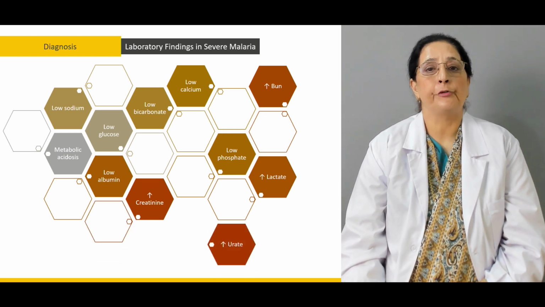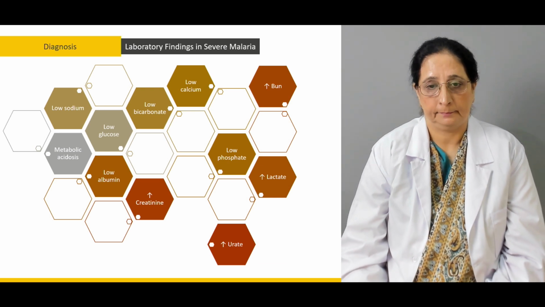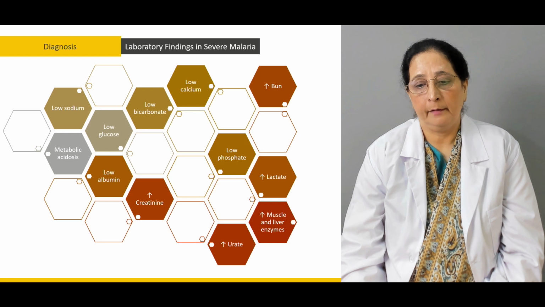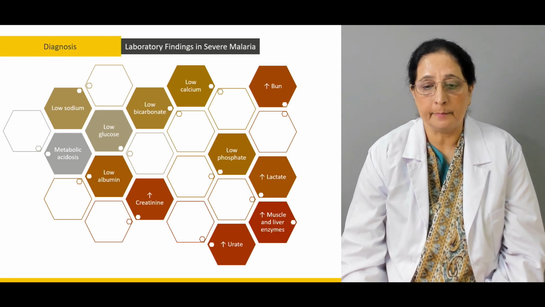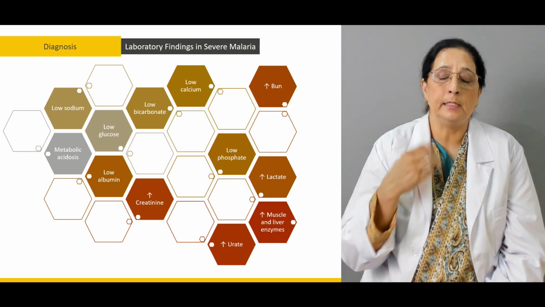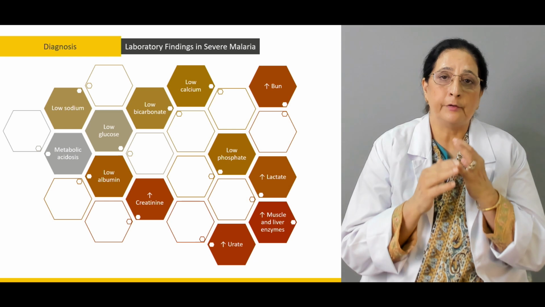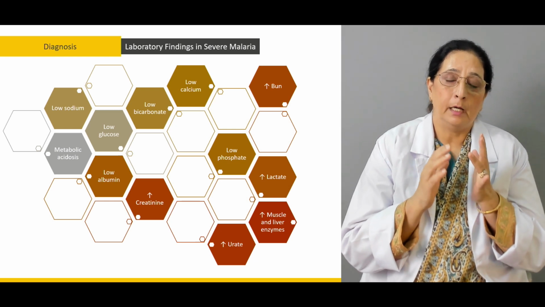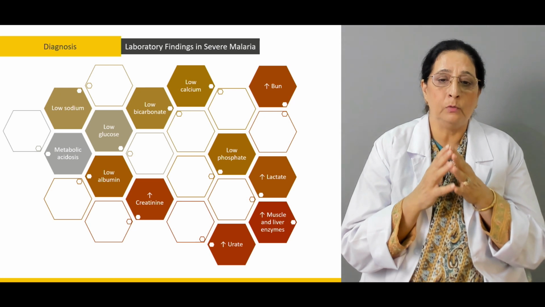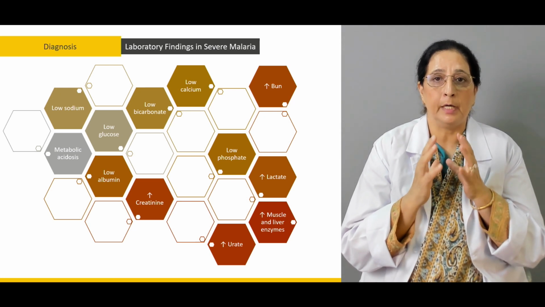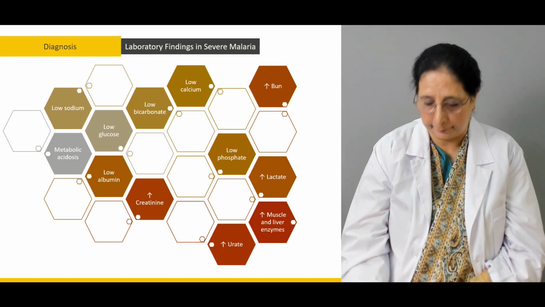Also, there is an increase in the level of urate. Increased muscle and liver enzymes are present. So all these are the findings in severe malaria: decreased sodium, decreased albumin, low glucose, low bicarbonate, calcium, phosphate. All these findings are present.